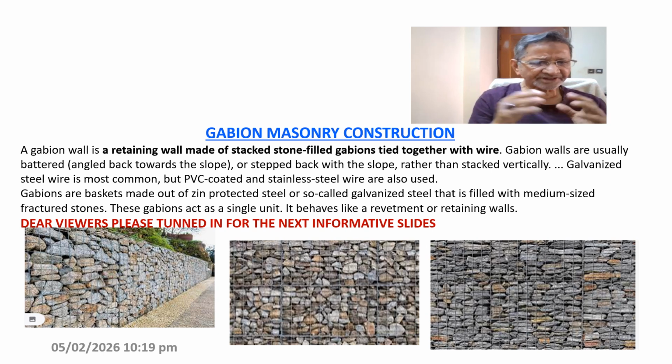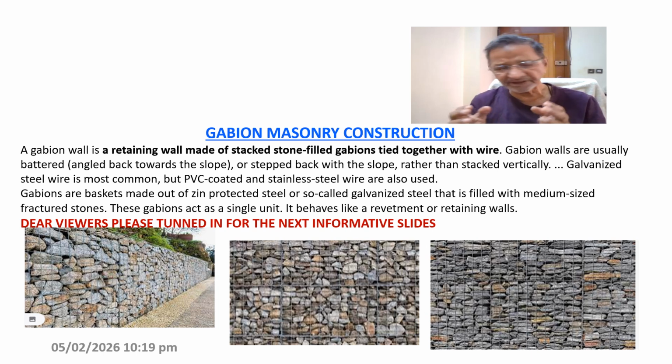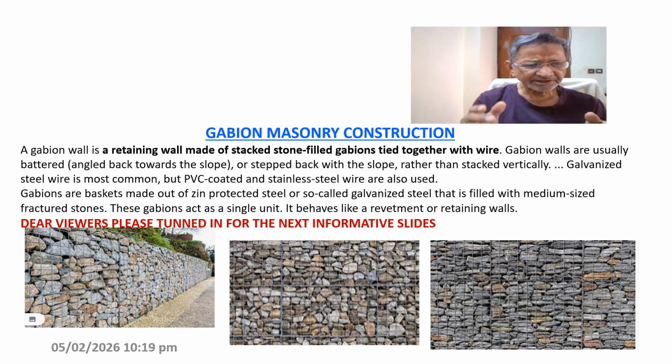steel. Stainless steel wires are also used. These Gabion masonry baskets are filled with medium-sized fractured stones, not the bigger stones. These are fractured stones, smaller or medium-sized.